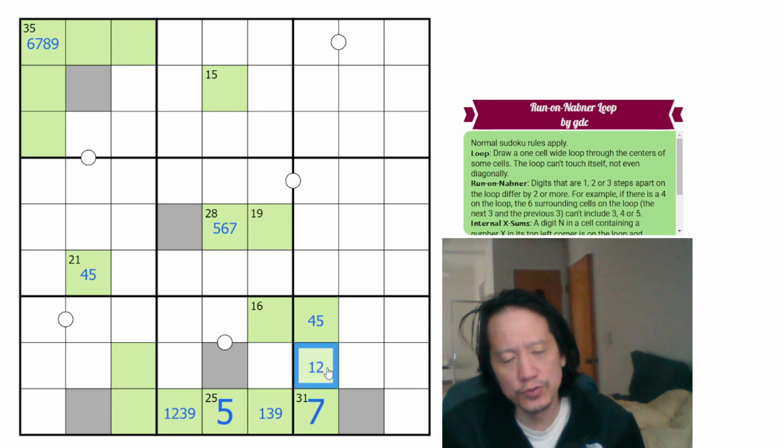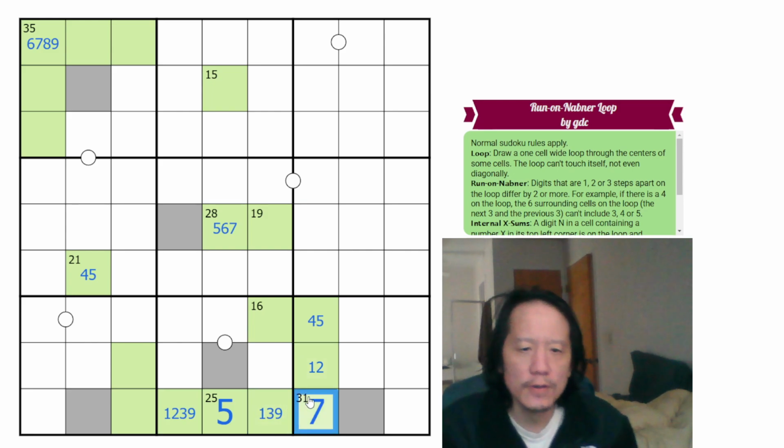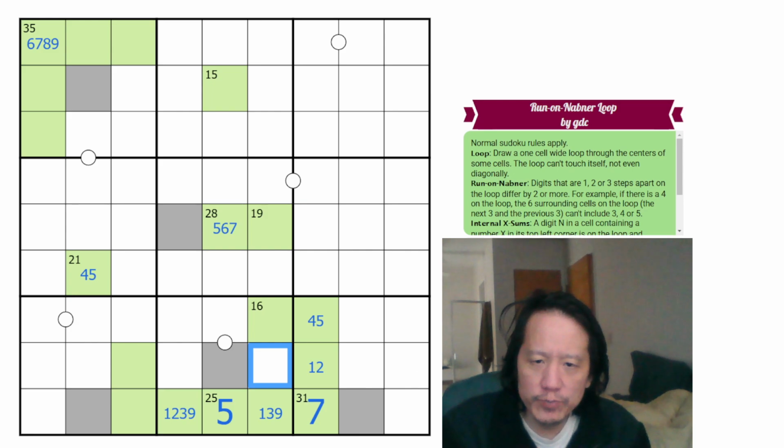If this were 2, it would be consecutive with a 1 or 2, or a repeat. So this is not possible there. This cannot be part of the loop because it would touch itself. Same here for any of these. Again, this would not be part of the loop.